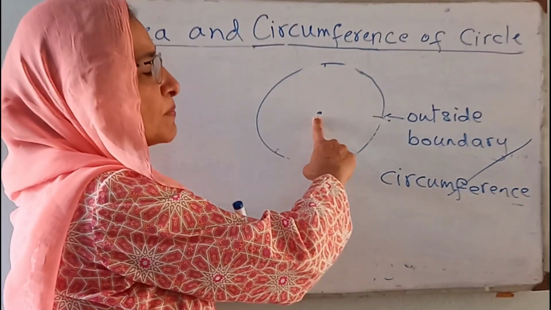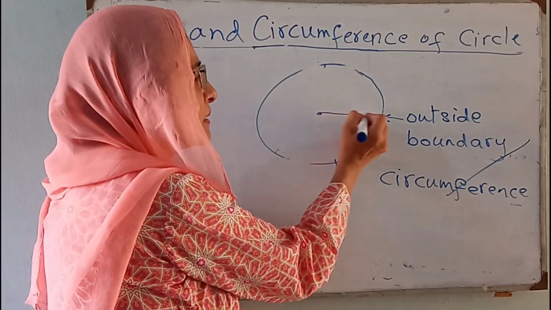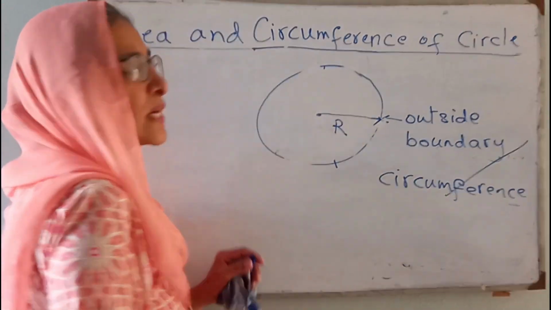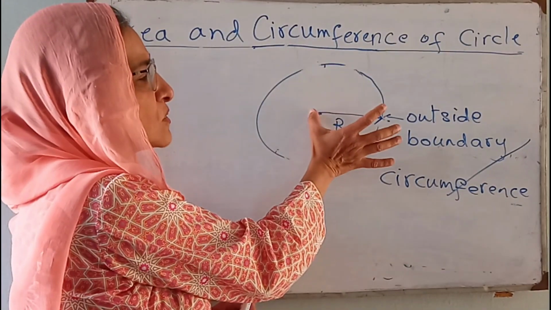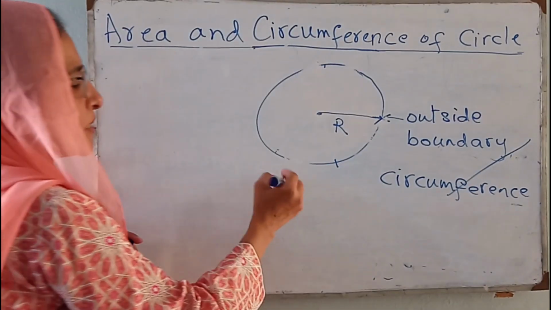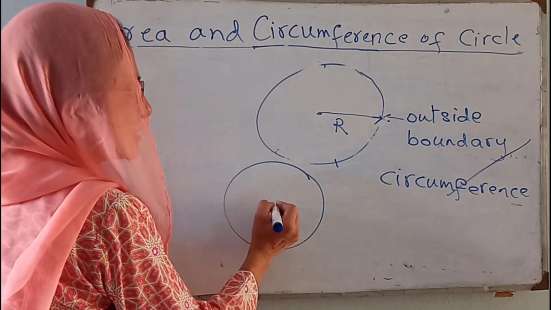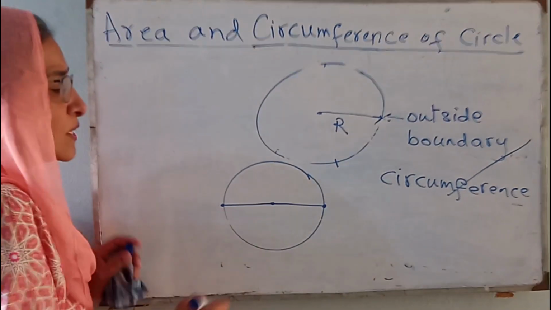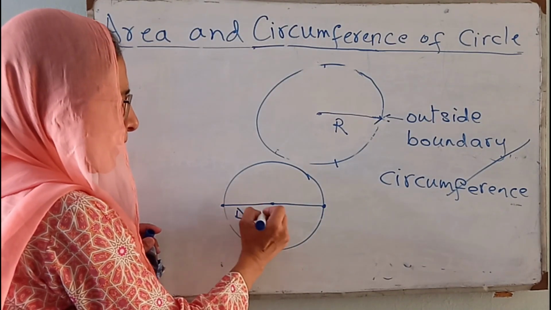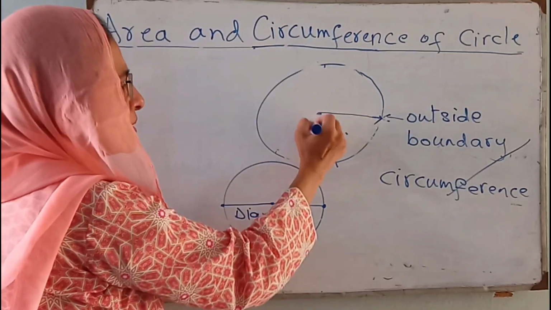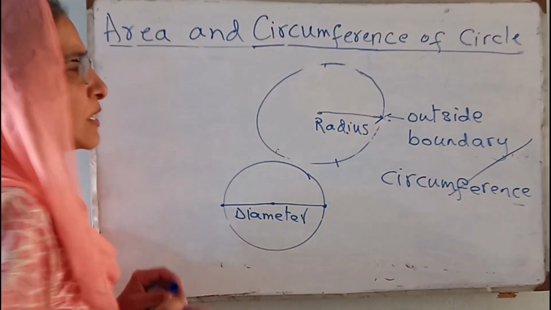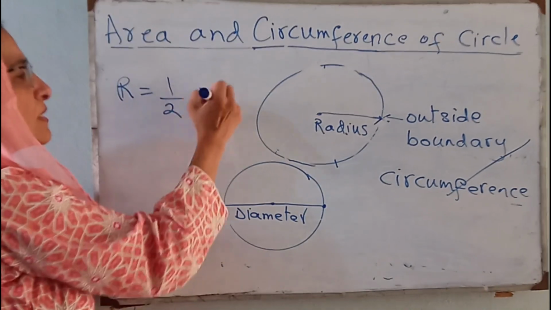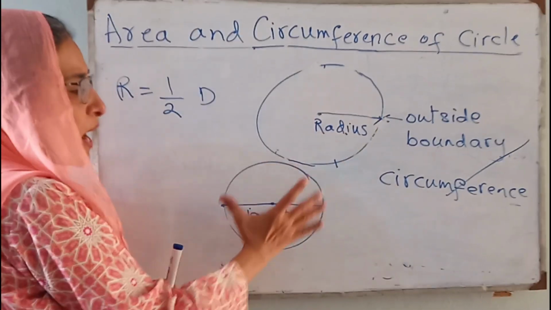Now from this center, if I draw a line till the circumference, this line from the center till the circumference is called the radius of the circle, right? So radius is the distance from the center till the circumference. And if I draw another circle in which this is the center, and through the center I pass a line which touches the circumference at these two points, this line is called the diameter. This is called radius and this is called diameter. Observing the two pictures, you can see that radius is half of the diameter.